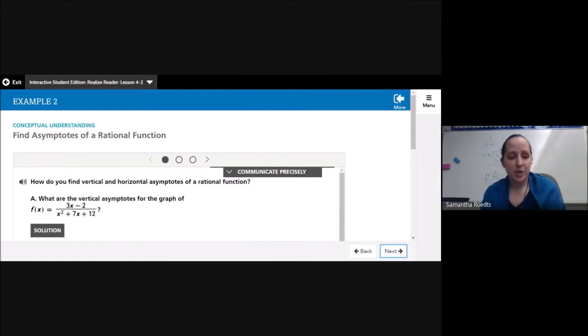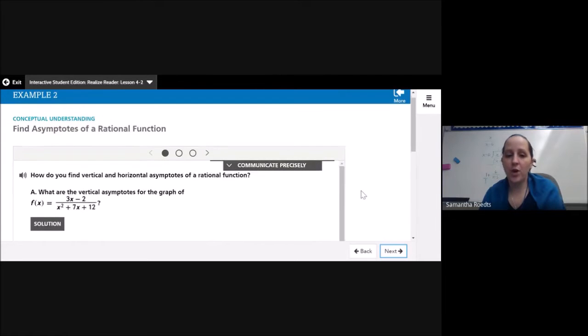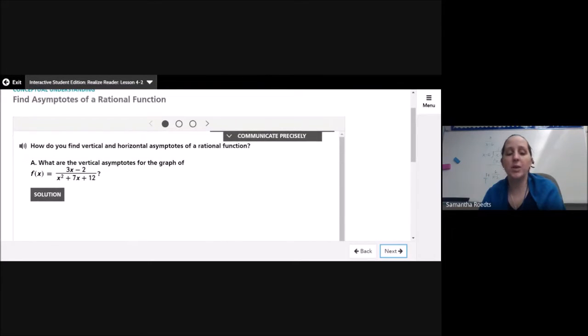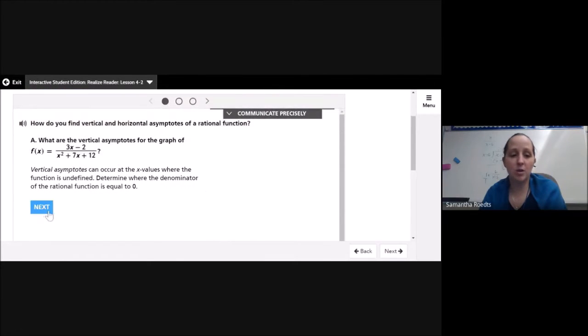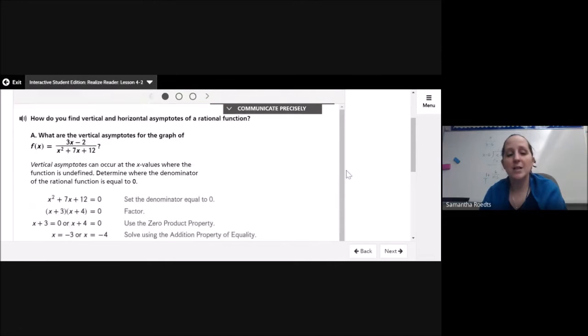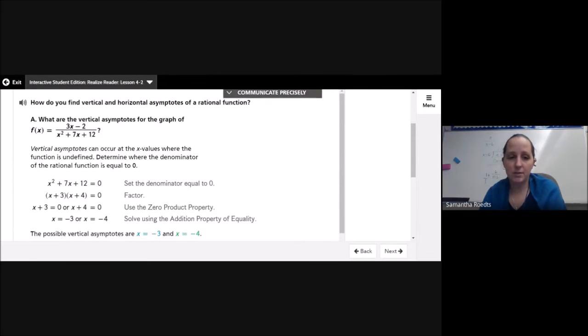All right, example number 2: how do you find vertical and horizontal asymptotes of the rational function? What are the vertical asymptotes for the graph of f of x equals 3x minus 2 over x squared plus 7x plus 12? Vertical asymptotes can occur at the x values where the function is undefined. I determine where the denominator of the rational function is equal to 0. So basically I set x squared plus 7x plus 12 equal to 0 and I solve. These are the possible vertical asymptotes.